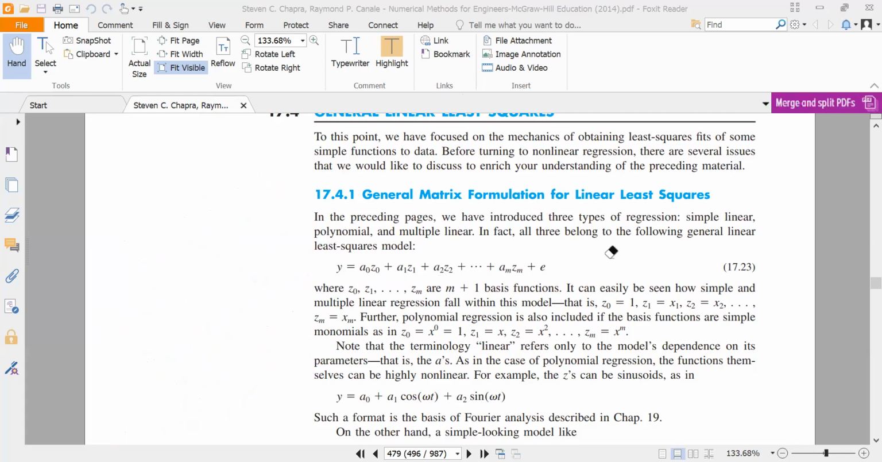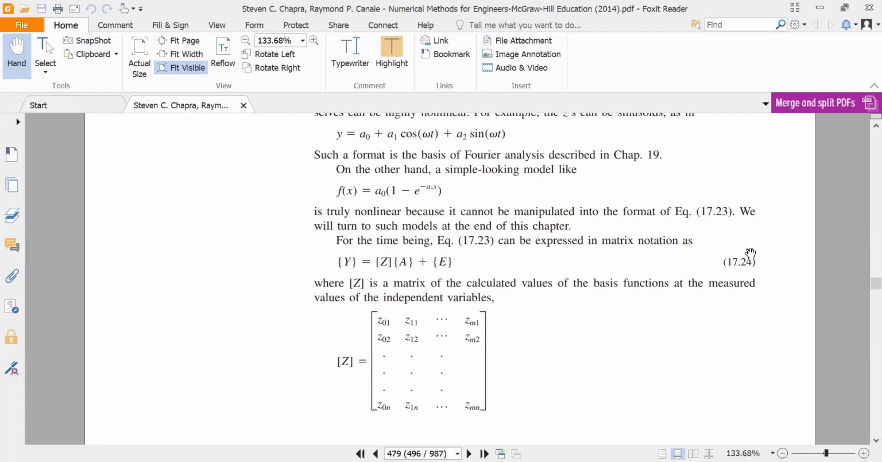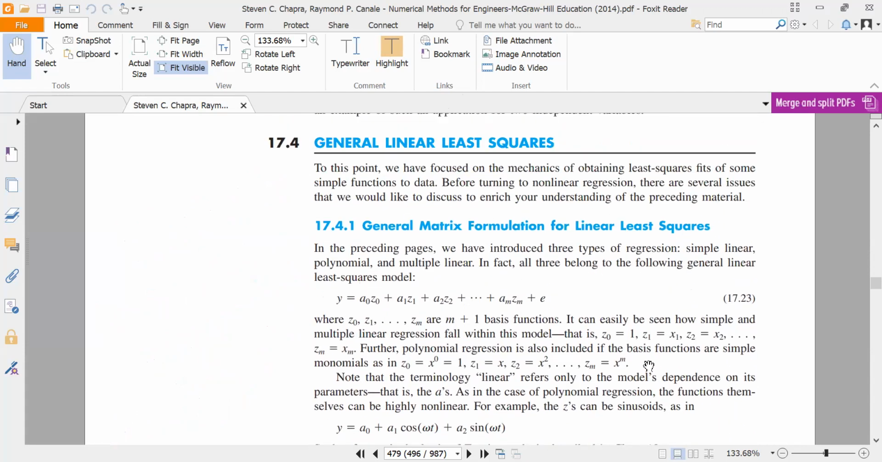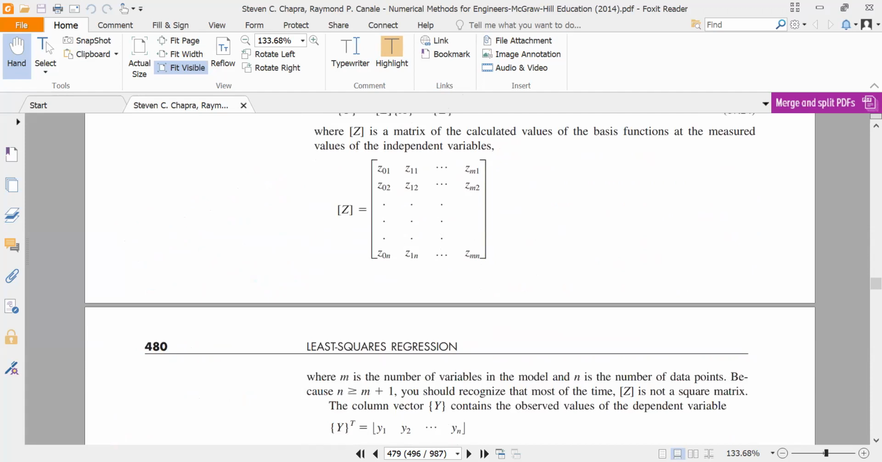Just a systematic look at your text, you see that things are not simple. Whenever we have a function, the equation you have seen earlier, equation 17.23, can we put it into matrix form? We can easily put it into matrix form. If we define a matrix Z, that matrix will contain the values of your basis functions at the data points. It will be very clear when we talk about an example.